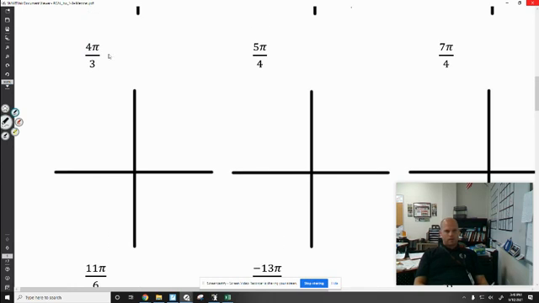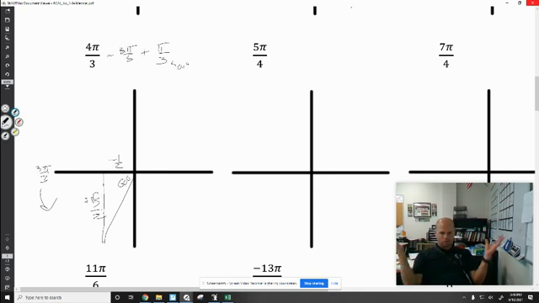4 pi over 3. Well, I know where 3 pi over 3 is. I got to go 1 more pi over 3. Well, pi over 3 is 60 degrees. So 3 pi over 3 plus 60 degrees. Boom, plus 60 degrees. Create my triangle. And going to the left. I'm going down. Shorter, longer. You can see it. Shorter, longer. Root 3 over 2 is longer. Direction matters.